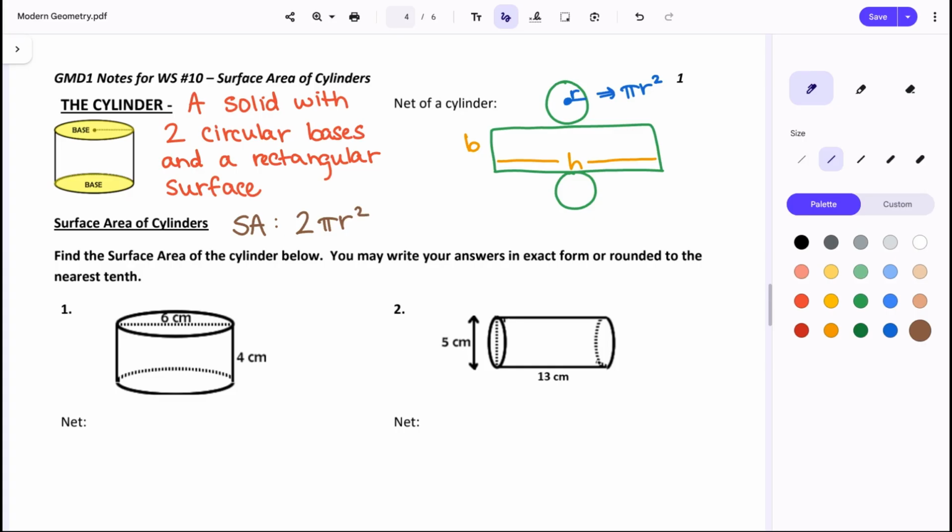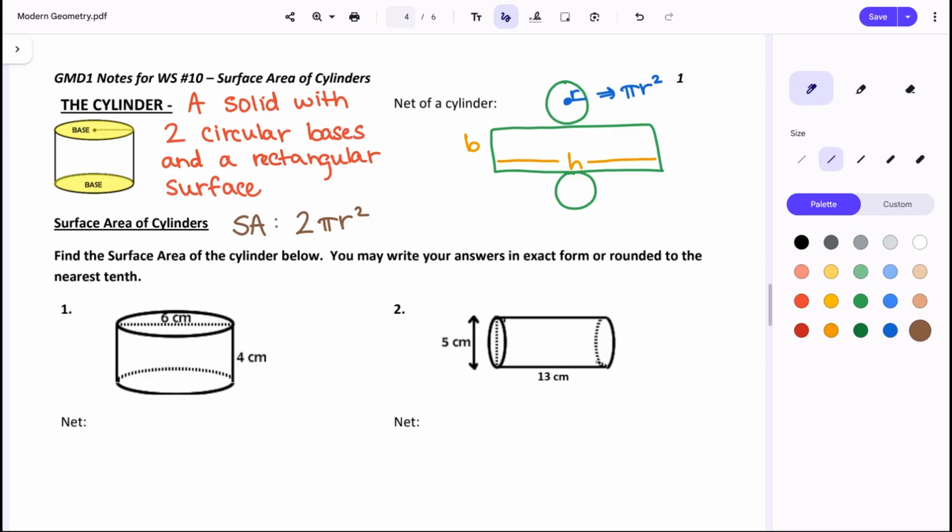I'm just going to stop there for a second. Where does the pi r squared come from? The circle. Why do I have a 2 in front of it? Because there's two circles. So it's already building in that we're doubling the area of the circle. You could find the area of one circle and then just double it, but this is going to do it for us. So 2 pi r squared takes care of the circles.